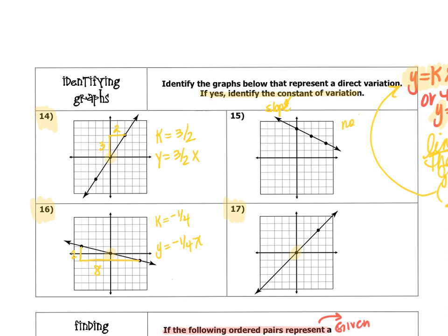This is not directly variated because it does not go through (0, 0). So it's going to be y = mx + b. And you can find the equation of that line, but the question was, does it represent a direct variation? Number 17 is directly variated. So my rise is 3, my run is 3. So my k is 1, and my equation is y = 1x, or y = x.